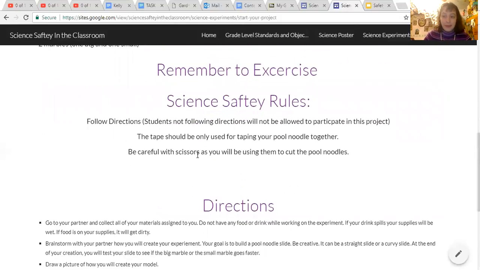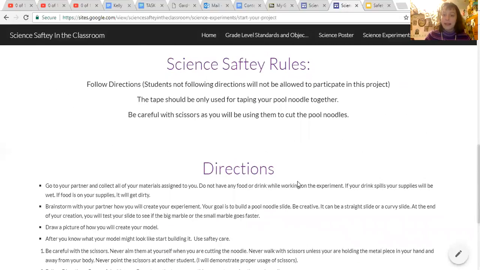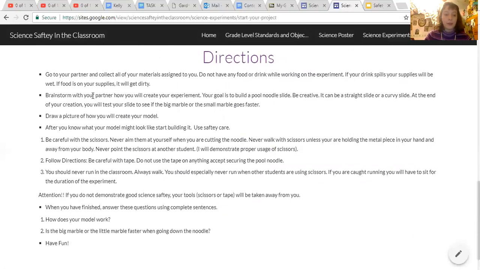I want you to remember the science rules before we start. Follow directions. Use the tape only for pool noodles. Be careful with the scissors, as you will be using them to cut the pool noodles. Then for directions, go to your partner and collect the supplies.